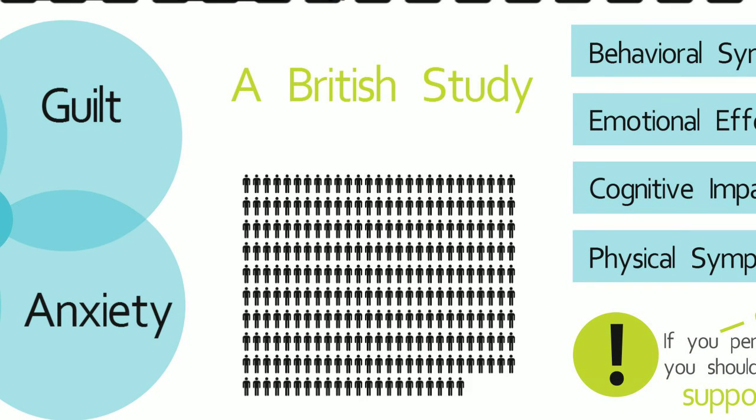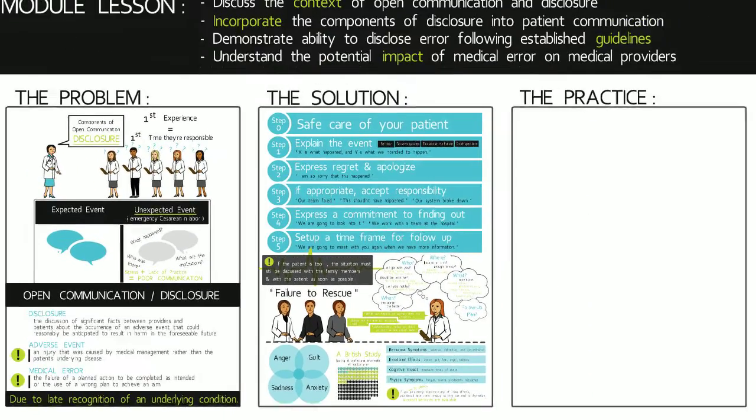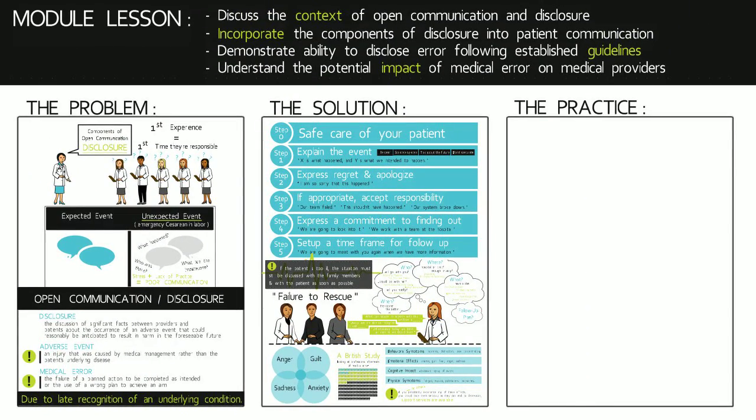A British study of 265 nurses and doctors looked at professional aftermath of those medical providers who were involved in medical error. 43% were involved in error leading to patient harm. 30% of these admitted a negative impact on work performance and/or relationships and colleagues. Providers who practice open communication with patients on a regular basis are less likely to have cases lead to litigation.